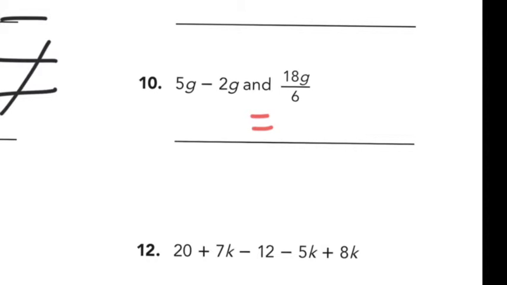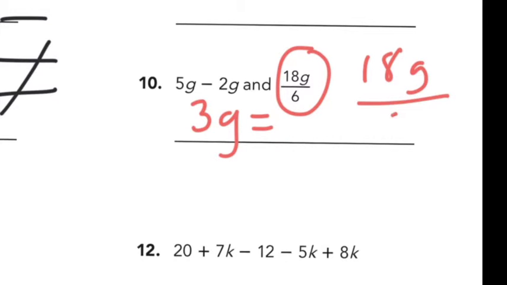So we have 5g minus 2g, which is 3g. And let's see if it's equal to this. We have 18g over 6. Now if you remember in class, I told you we can simplify this. 6 goes into 18 3 times, so the answer is 3g. So 3g equals 3g, yes, so we leave it as an equal sign. If it did not equal, then I would put a slash through the equal sign.